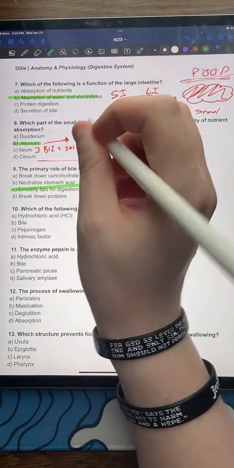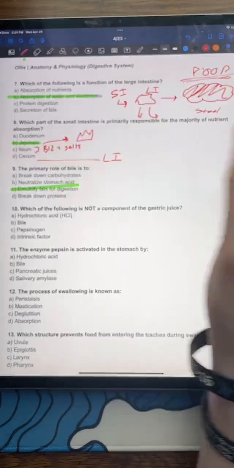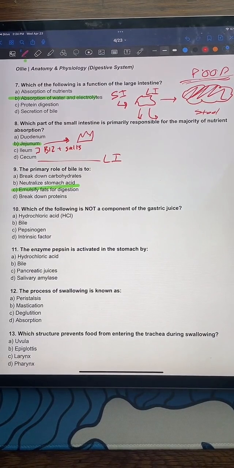But the answer is C. It is to emulsify fats for digestion. So bile produced by the liver, stored and released by the gallbladder, emulsifies fats, which makes them easier for pancreatic lipase to break down even further.